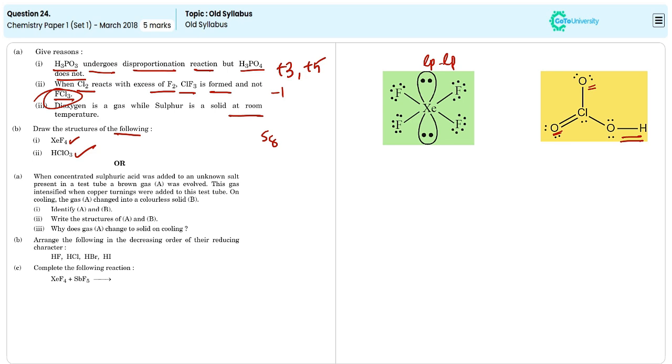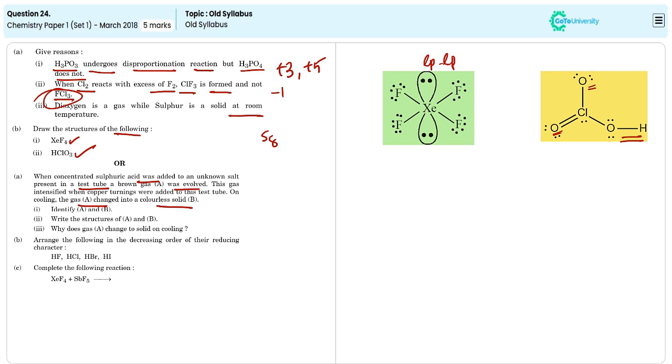Now let's come to the OR question. When concentrated sulfuric acid was added to an unknown salt present in a test tube, a brown gas was evolved. This gas intensified when copper turnings were added to this test tube. On cooling, the gas A changed to a colorless solid B. We need to identify the compounds A and B.